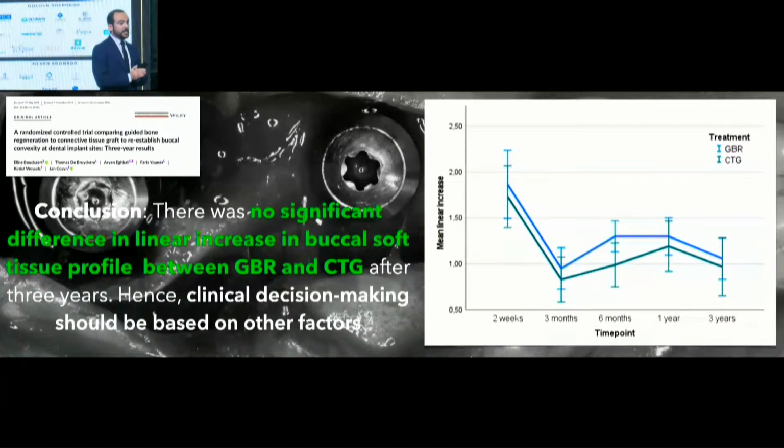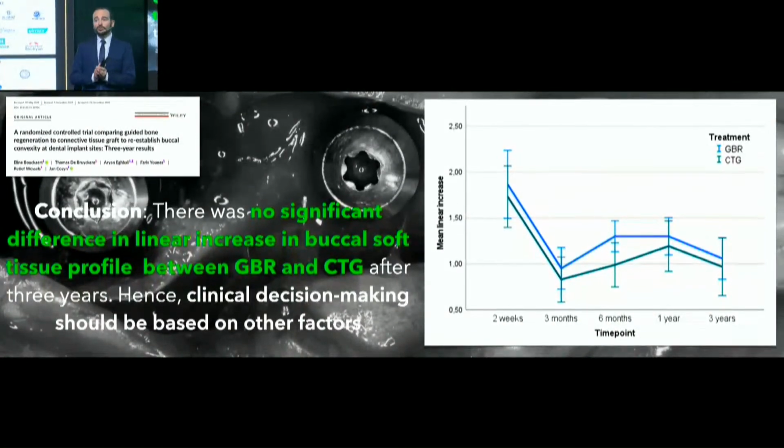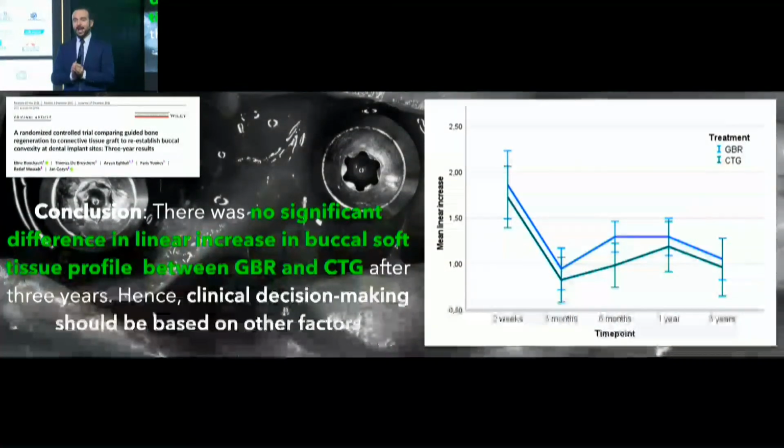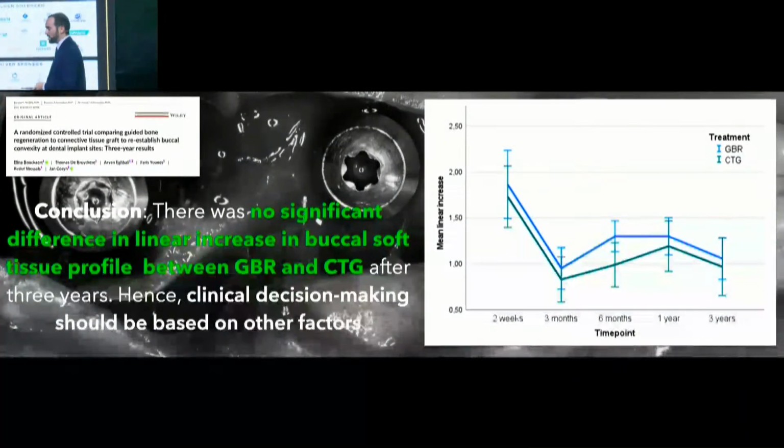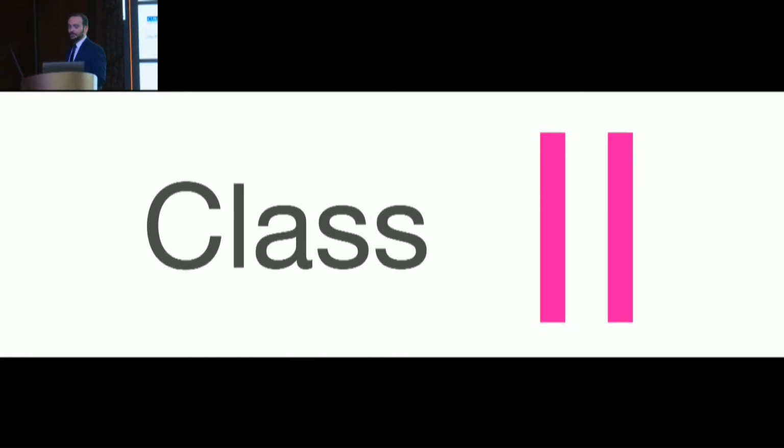The issue is that we don't know yet what is the long-term stability. How susceptible are those implants to periimplantitis? What happens if patients don't have perfect oral hygiene? Is it better to have more bone or is it better to have more soft tissue? And these are questions that we need to answer in the upcoming years. Let's move to class 2 deficiencies.